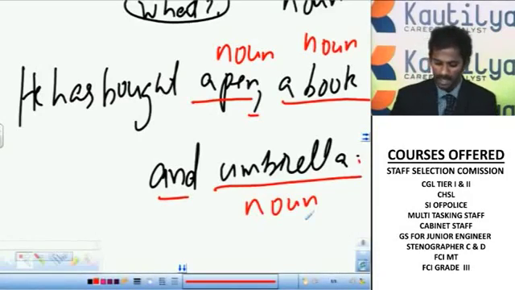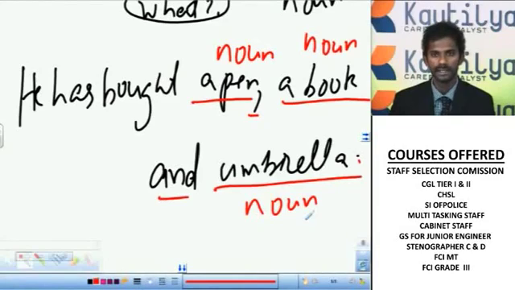Because how many articles in English? 3 articles. I told you in the case of verbal logic, reading comprehension basics, 3 articles: a, an and the. A and an are called indefinite articles, because we don't use those articles, a and an, to refer to a particular person or a particular object. Whereas the is called the definite article because we use the to refer to a particular person or a particular object. Clear? Fine.